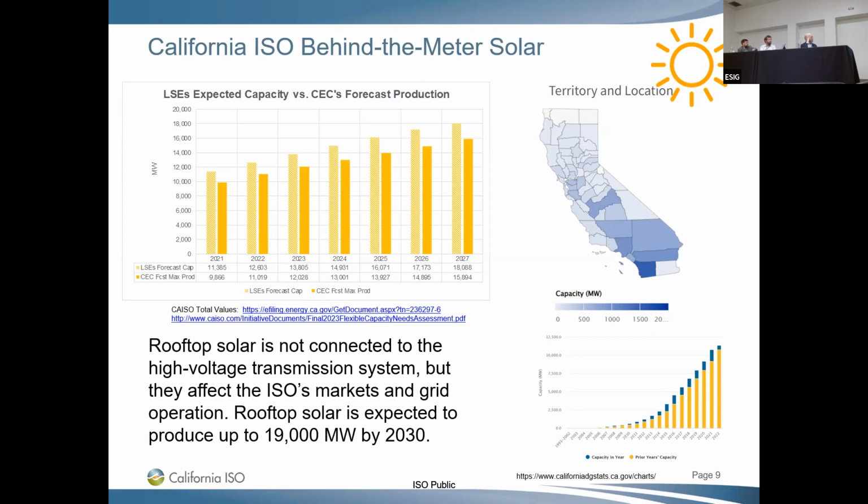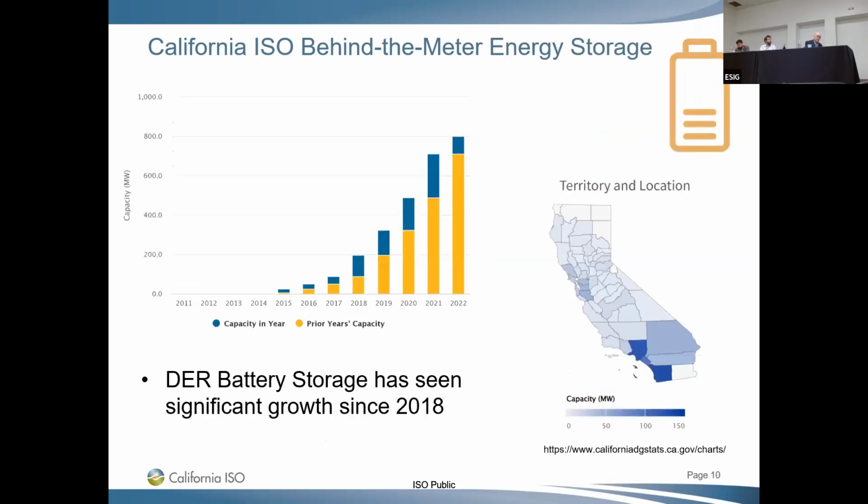We're very close to the point where we have the same amount of rooftop solar on the system as we have large scale solar. Also growing behind the scenes is battery storage. So energy storage is growing on the front side of the meter, but energy storage is also growing in the DER space. So we have seen some significant growth since 2018 within the battery storage growth. A lot of that's concentrated down in Southern California, right along the coastal area, with some of it also within the lower Bay, San Francisco area.